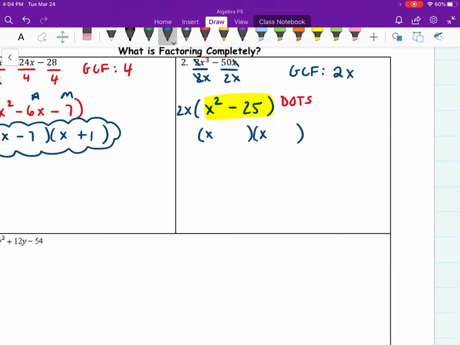What times what is x squared? X and x. What times what is 25? 5 and 5. One gets minus, one gets plus. Bring down the 2x, and you're done.